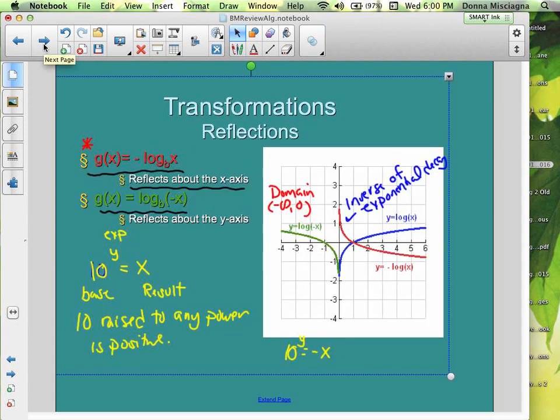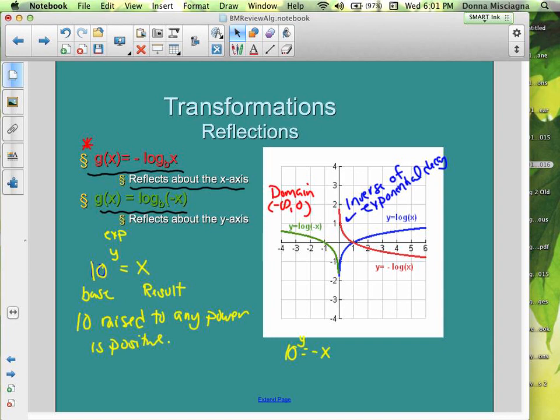Reflections occur because we have a negative in front of the log or on the x. Okay. I'll go over this briefly. I don't think it's on the benchmark, but it is something you'll need to learn. So if the negative is in front of the whole thing, we're going to reflect our graph about the x-axis. So it's going to make the values negative, the opposite. And we'll take a look more about why that occurs afterwards. And if we have the negative in front of the x, it's going to reflect it about the y-axis.